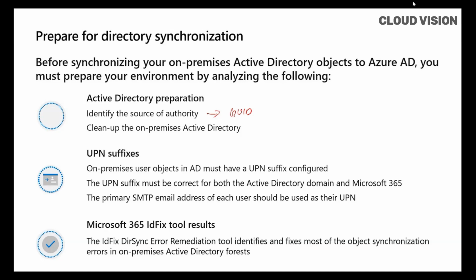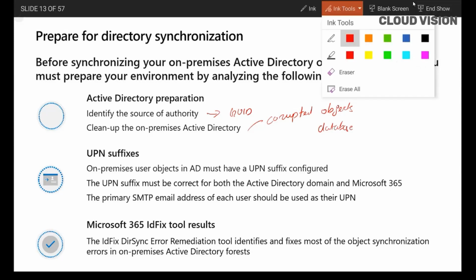Making sure you clean up your on-premise Active Directory. What do I mean by cleaning up on-premise Active Directory? That means if you have any corrupted objects or a corrupted database or anything like that, make sure that you initiate a recovery for these objects and the database. Otherwise, these corrupted objects may not be synchronized to the cloud, or if you have a corrupted database altogether, the synchronization will fail altogether.